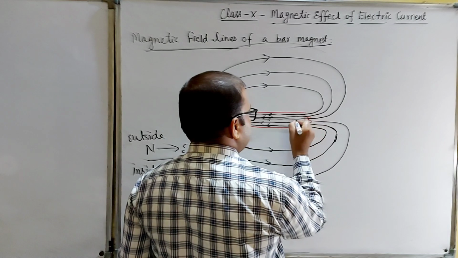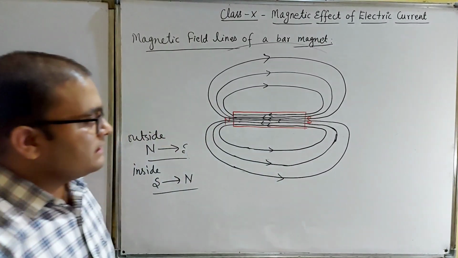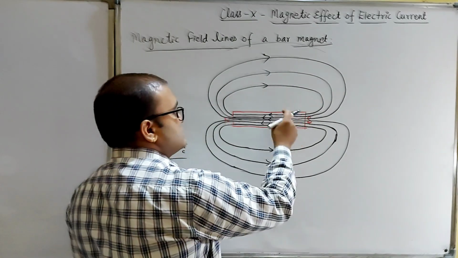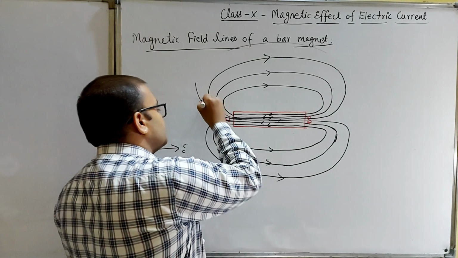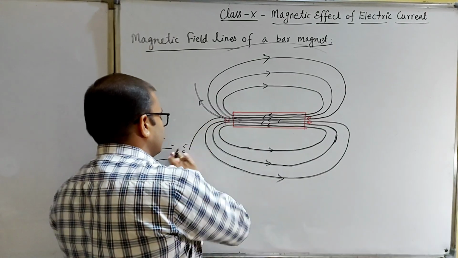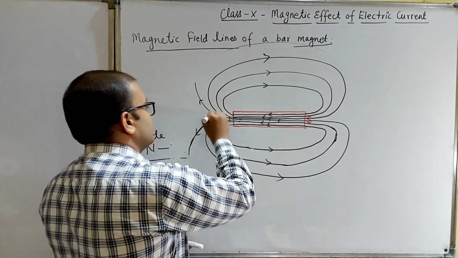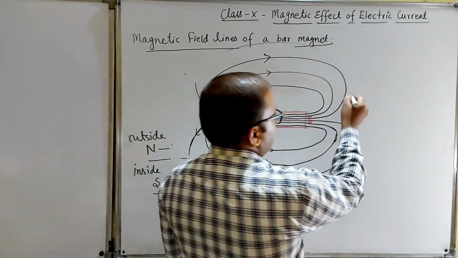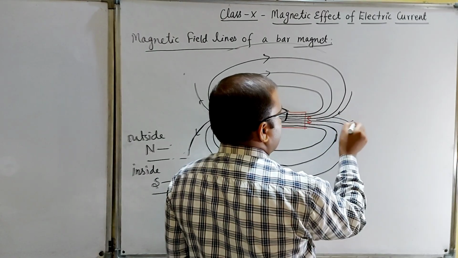So in this way we can represent these magnetic field lines outside north to south, and inside south to north. Okay, so we can represent some magnetic field lines like this one, which means the magnetic field lines are emerging like this one, suppose. Okay, no need to make more, and entering at this pole like this.